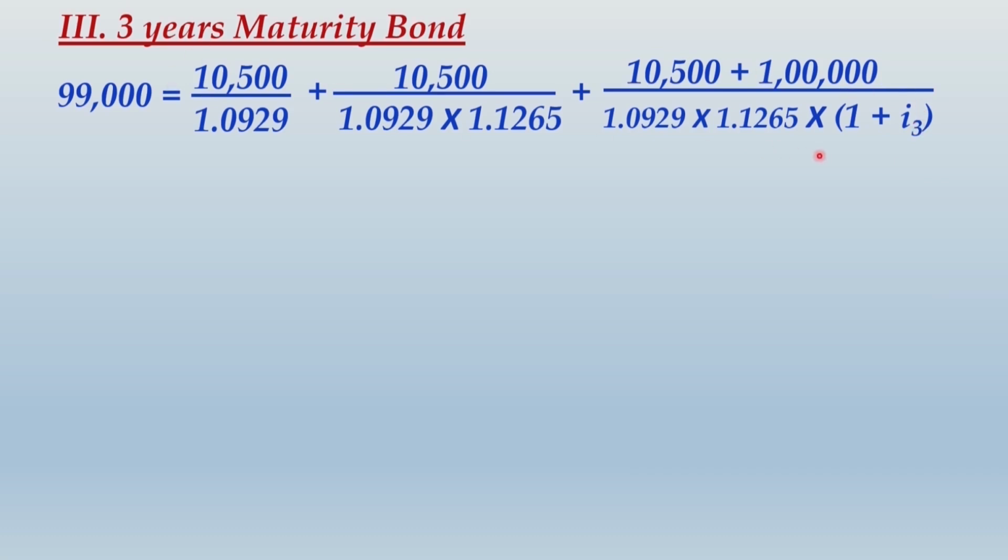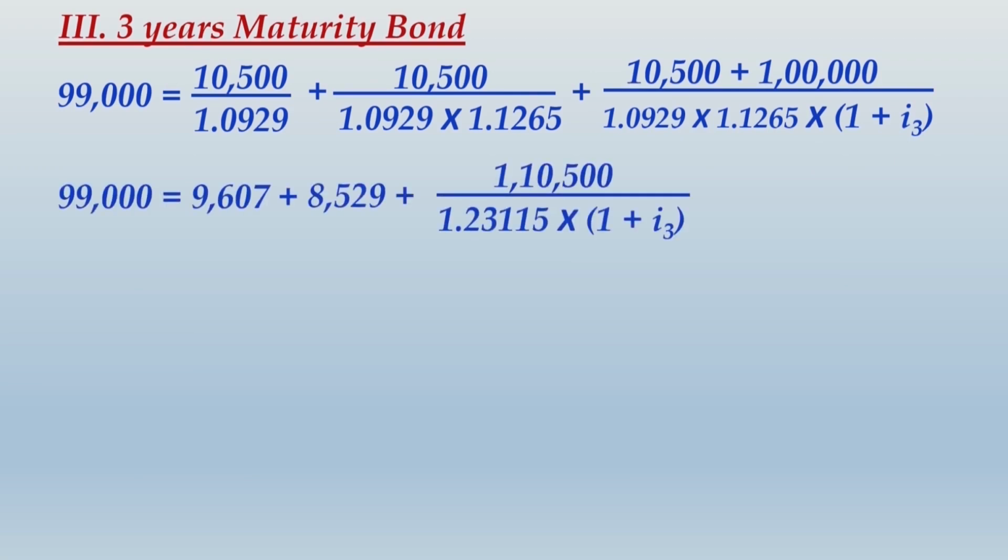Once you formulate this equation, you can easily solve it. So it will be 99,000, that is equal to 10,500 by 1.0929 would give you 9607. The second term, that is 10,500 divided by product of 1.0929 into 1.1265 would give you 8529. And the third term, as it is, what we have done, the multiplication of these two we have applied over here as 1.23115. That is, these two multiplied, you get 1.23115.